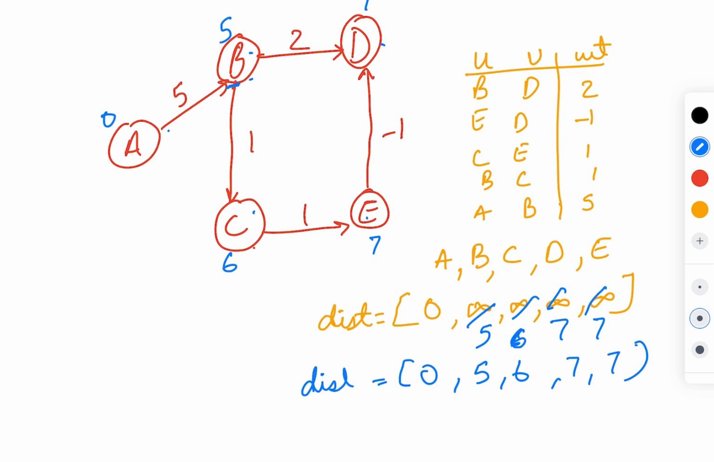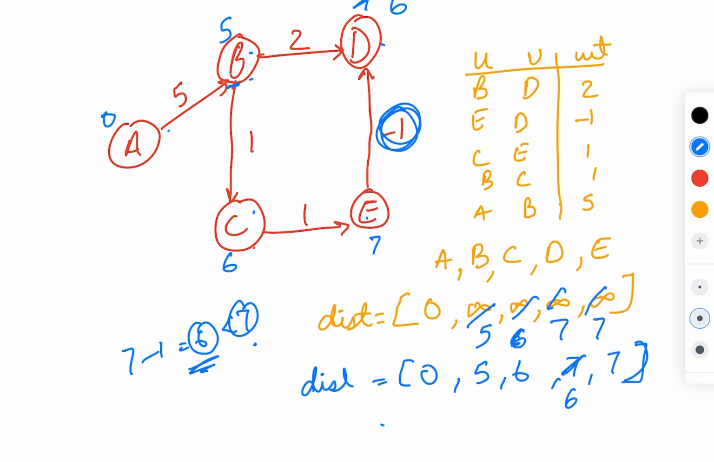Now if you see, you might want to stop here, but another relaxation of edge can happen because we have a negative edge here. So 7 plus minus 1 becomes 7 minus 1, which is 6, and actually this 6 is less than 7. So the shortest way to reach D is not 7, but is actually 6. So I can update this here. This is the benefit with Bellman-Ford. You are able to handle negative edges.